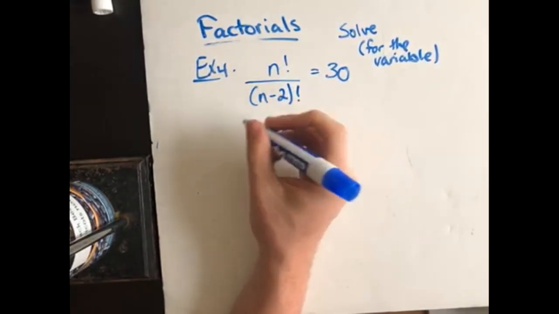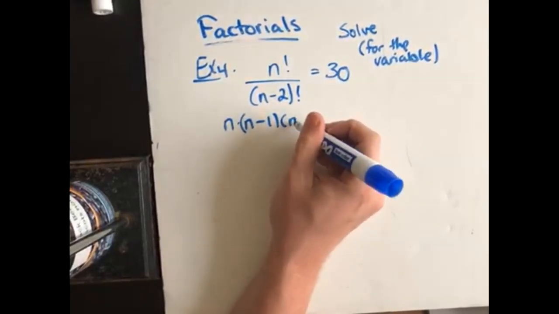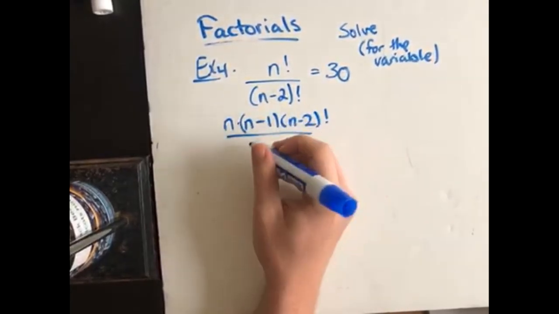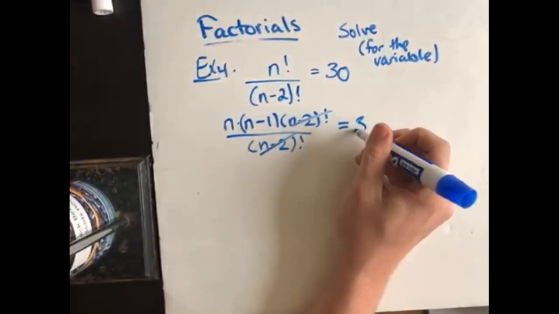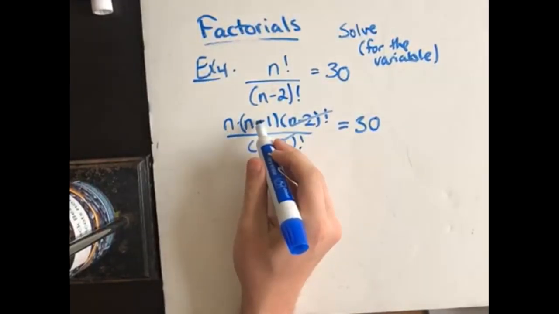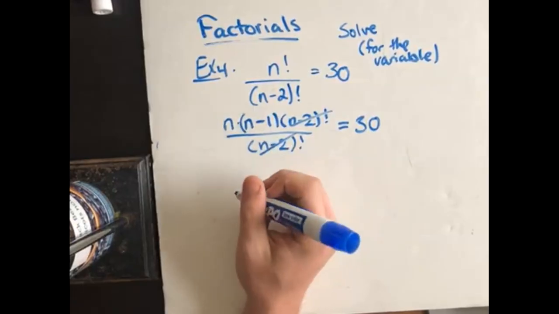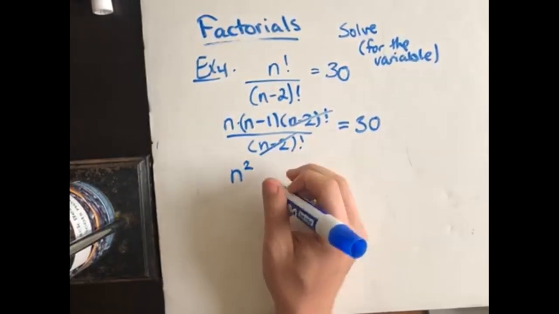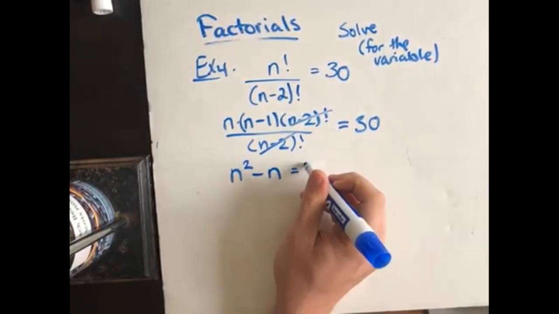What's bigger, n or n minus 2? N is going to be bigger. So there's your n, n minus 1, and n minus 2 over n minus 2 factorial. Those cancel there. Keep the equal 30 going on the right side. Now we have n times n minus 1 equals 30. Remember in the one above, we just left it like this? Well, now I am going to multiply through. I get n times n, and then n times negative 1 equals 30.